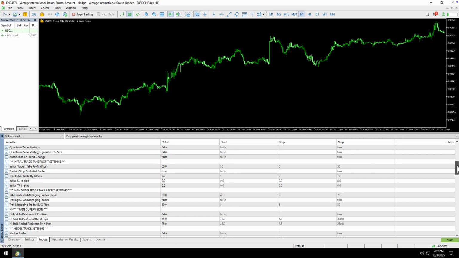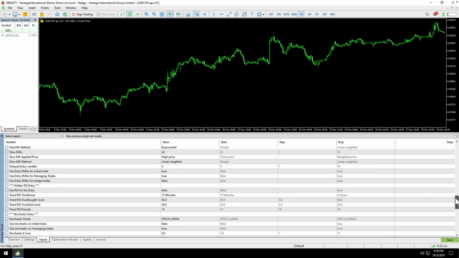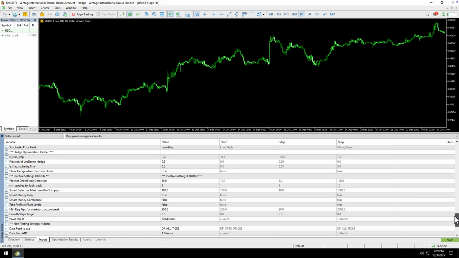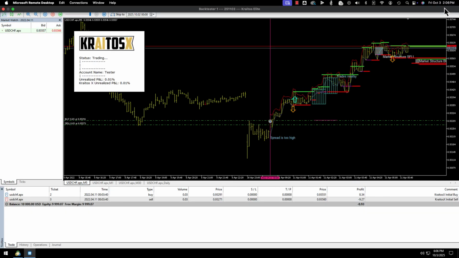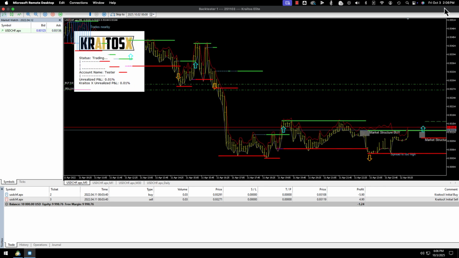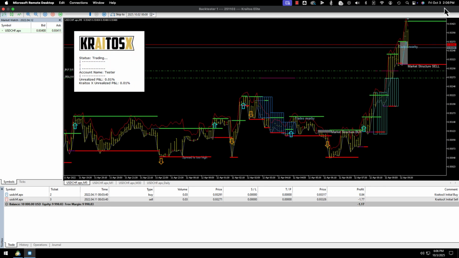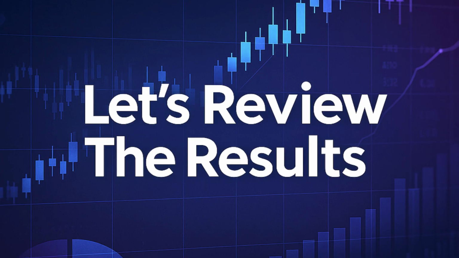Here you'll see the exact inputs we use internally for our GBP/USD version 20. These are documented and versioned to ensure consistent results across runs. Now I'll start the backtest. What you're seeing is a full uninterrupted run, no cherry-picked months and no edits. Now let's review the results.